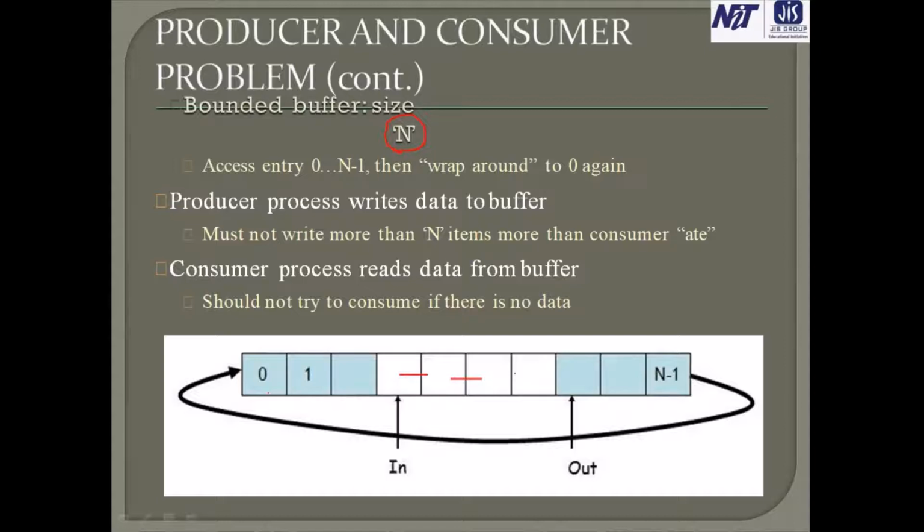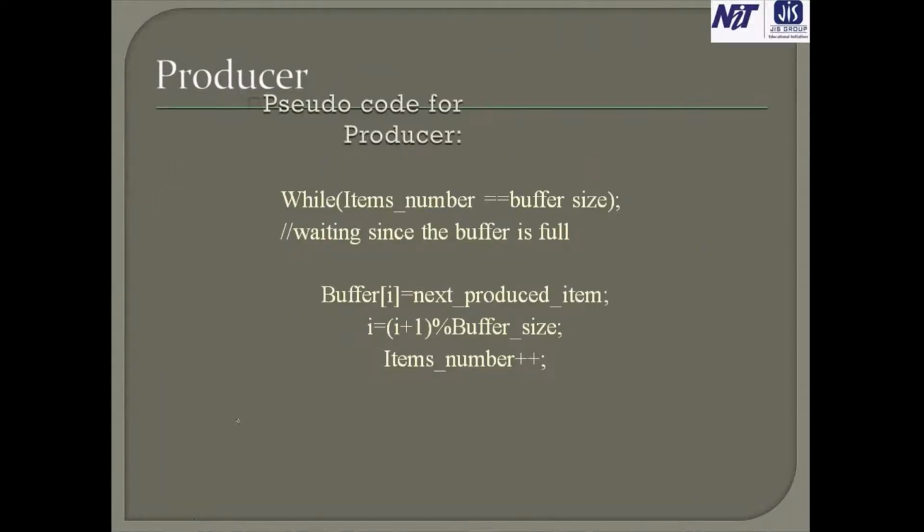At the same time, the consumer can't consume more than n items, because the maximum value is n. The consumer process reads the data from this particular buffer, and in the situation when no data is there, it can't consume. This is the scenario.